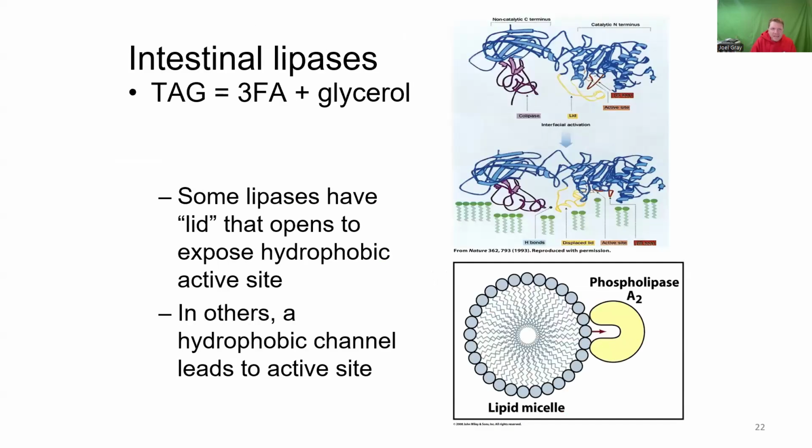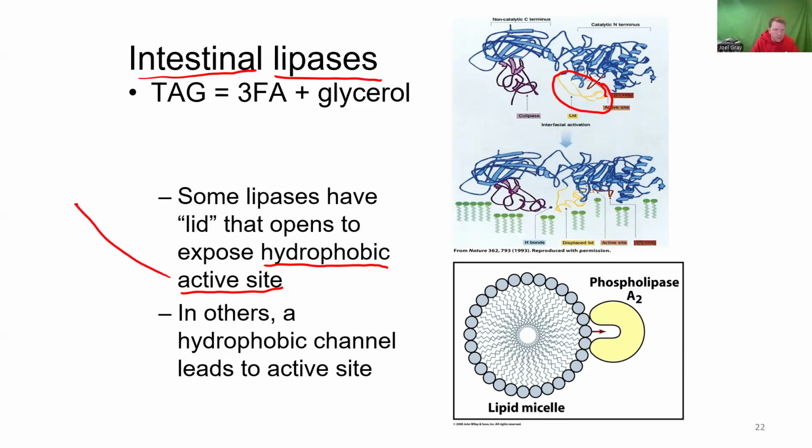The way that intestinal lipases, these are lipases found in the intestines, work is they have a region within the protein structure that I'm going to circle right here. It's this yellow region, simply called a lid. It's a structural component that will open up to expose a bunch of hydrophobic active site residues.